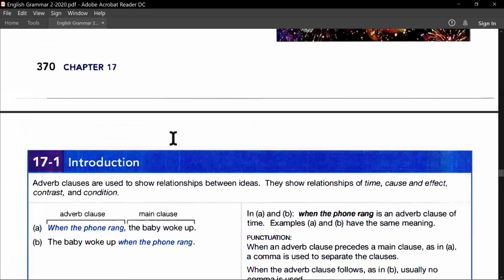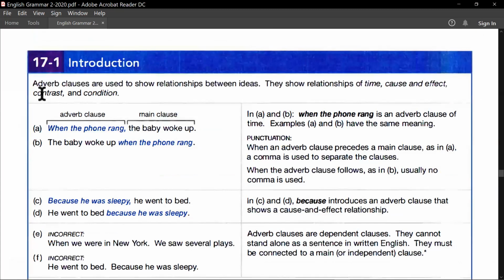Introduction. Here is a very important definition of adverb clauses. Adverb clauses are dependent. They can't stand alone, but they have a subject and a finite verb. They form a complex sentence with a main clause. All of this is basic information that comes as a whole package.